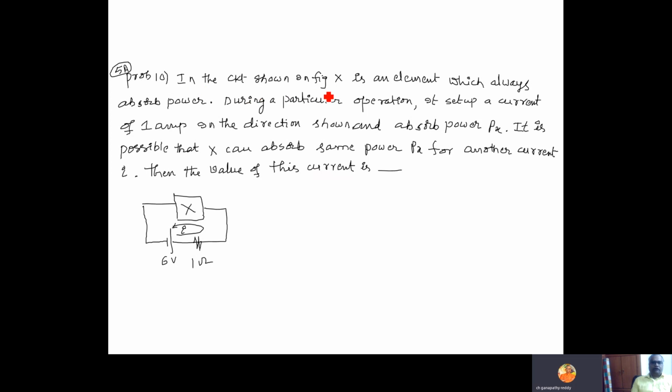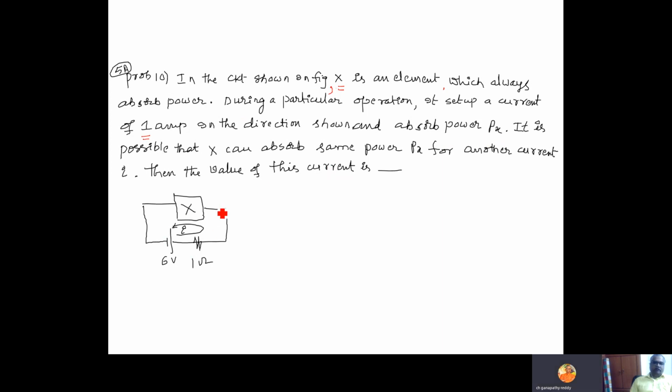In the circuit shown in figure, X is an element which always absorbs power. During a particular operation, it sets up a current of 1 ampere in the direction shown, and absorbed power is Px.